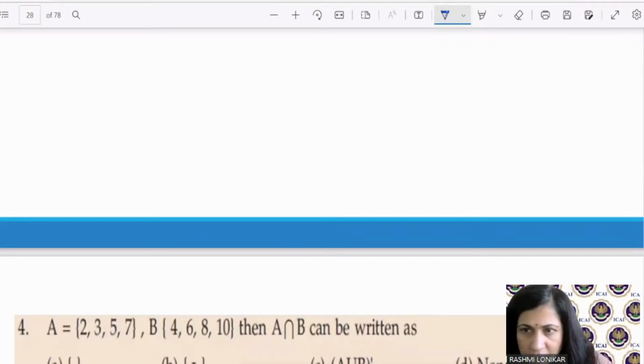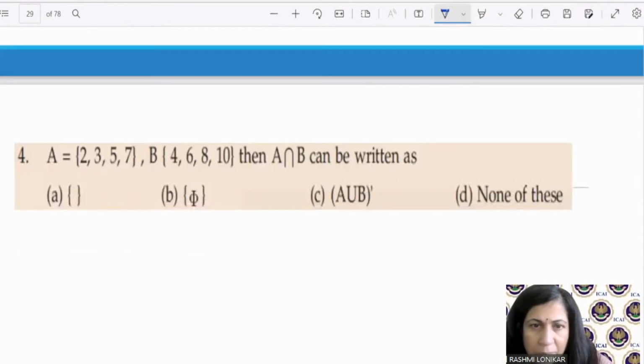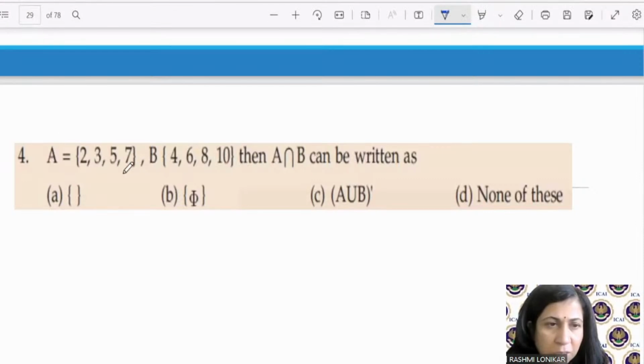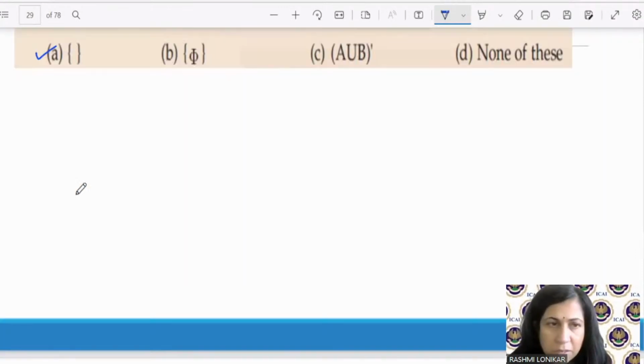Then next, A and B are given, A intersection B. All elements which are common to A and B. Is 2 here? No. 3? No. 5? No. 7? No. So this is the correct answer. A intersection B is a null set because there are no common elements between A and B.